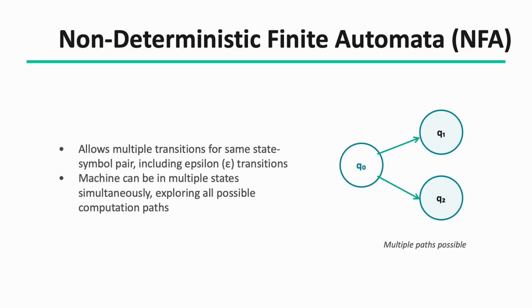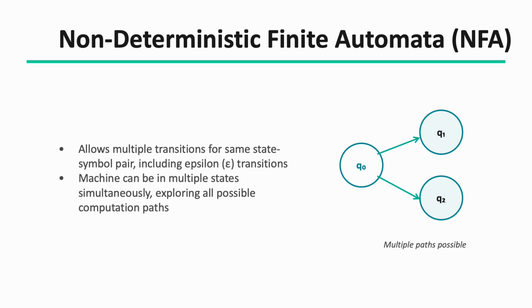Remember, this is still classical computing. We are not discussing quantum computing here. Think of it like standing at a crossroads where you can choose multiple paths or even move forward without taking a step, exploring all possible directions simultaneously.